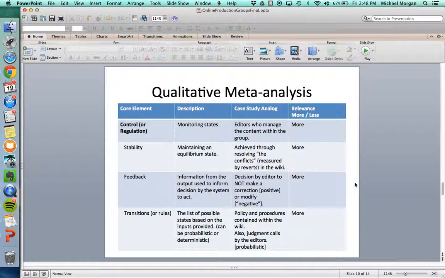Another thing I should mention too is that there's probably also a probabilistic set of rules, which is the judgment calls made by editors, meaning that just because there's policy and procedures, they could also be using their own judgment to decide what rules to follow and how to behave on these wikis. And this introduces a certain level of randomness to the rule set. Hence, it's more stochastic.